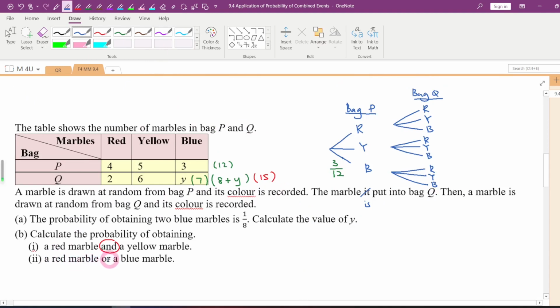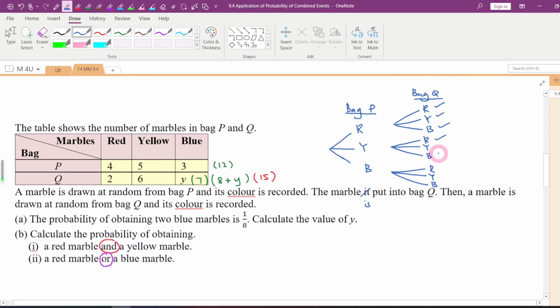A red marbles or a blue marbles. Be careful here. Here using the word or. So actually a lot of combination here can be accepted. Red or blue. So this is red, red, red, yellow, red, blue. All this can be accepted, right? Yellow, red, yes. As long as you see red or blue, we accept it. Yellow, yellow, we don't want to accept this because yellow, yellow does not contain blue or red. We want red or blue.